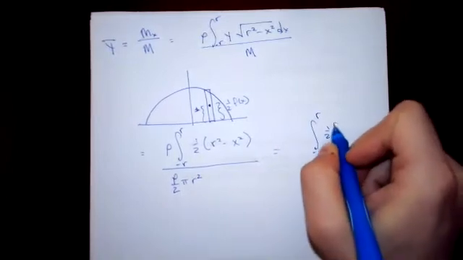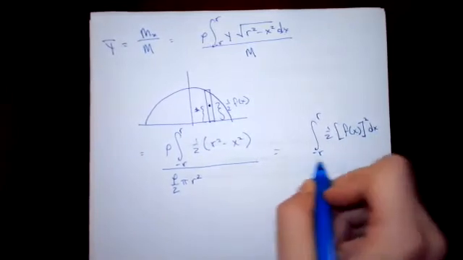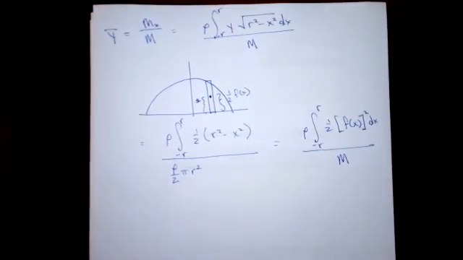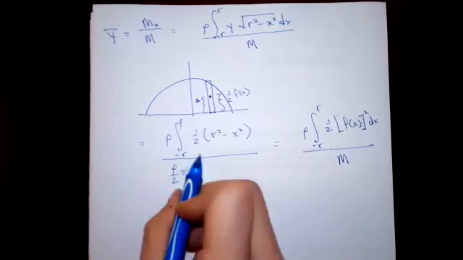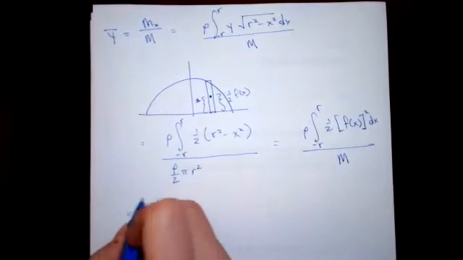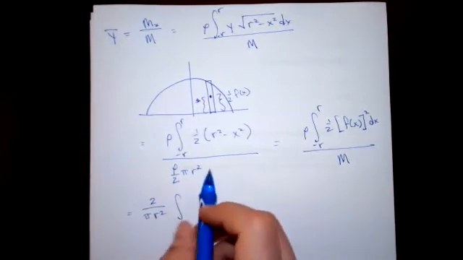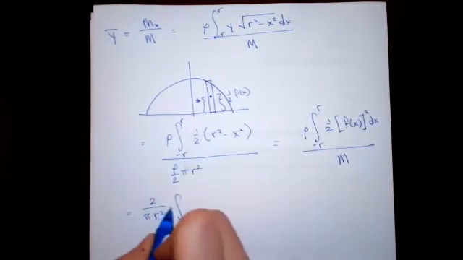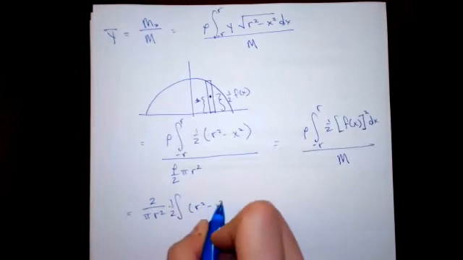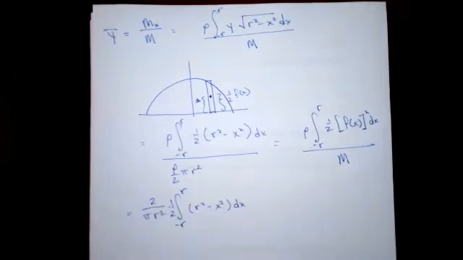This is our 1/2 f of x squared. This is the formula we came up with yesterday, over the mass, and then times the density. And now this guy is a pretty easy integral to do. Let's simplify the constants. So the rho's will cancel. It looks like we will have a 2 divided by pi r squared times the integral of, sorry, that 1/2 will cancel that too. So we'll just have r squared minus x squared dx from minus r to r.